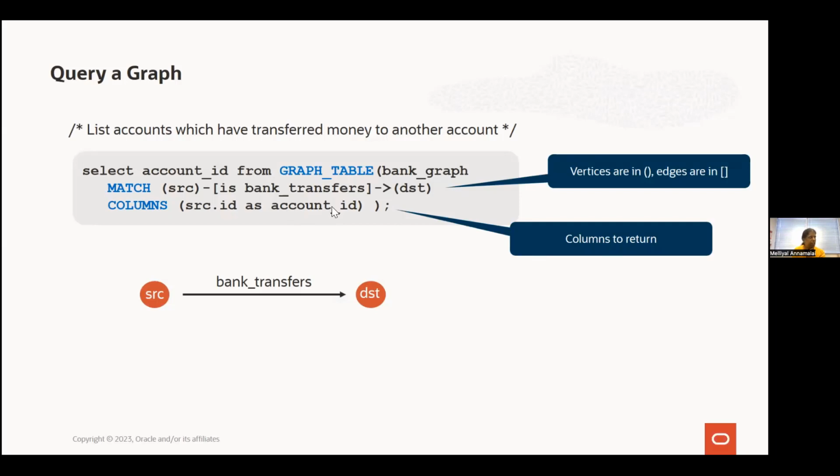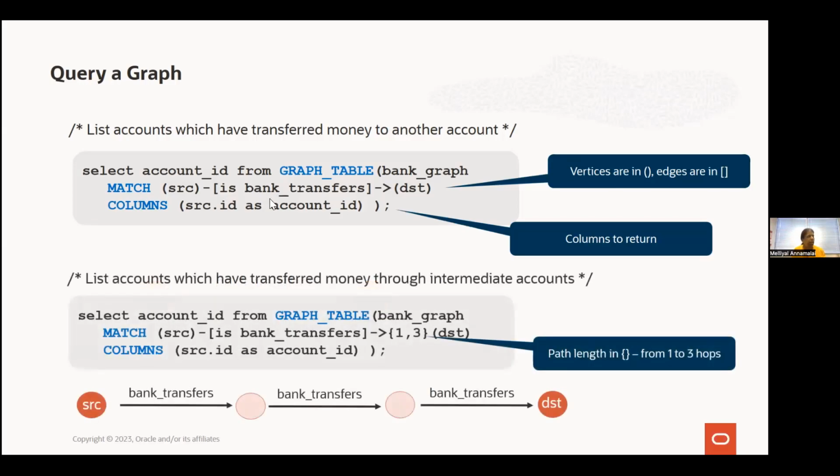So that's to explain the basic syntax. You can see here you select. These are all SQL constructs. GRAPH_TABLE is a new syntax that is used to say that this is a graph. Bank graph is the name of the graph. And then we have the match syntax. And we can look at another query. Everything else is similar, where you have the select, you have the graph table with the graph name, and then you have the match.